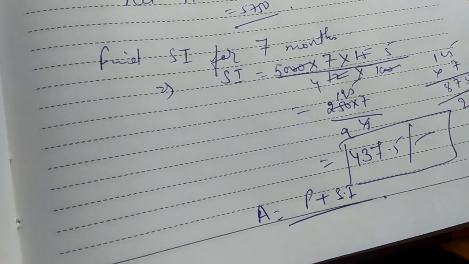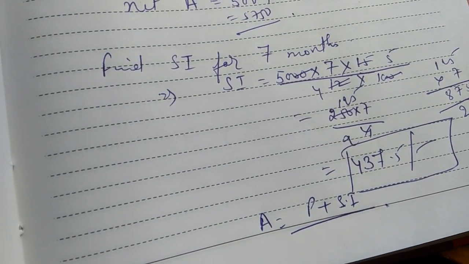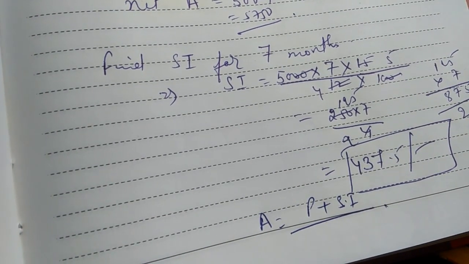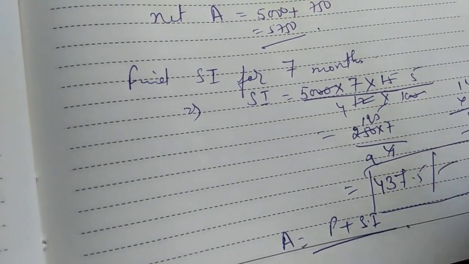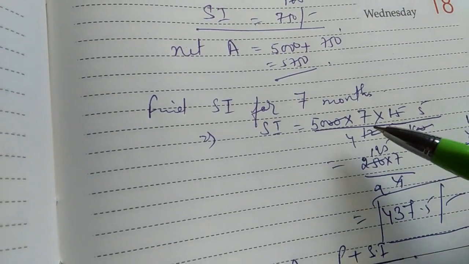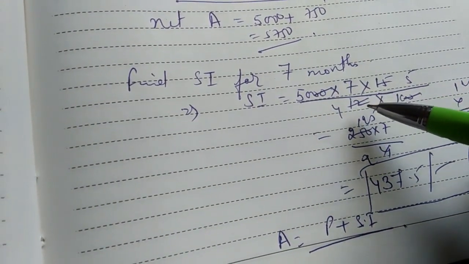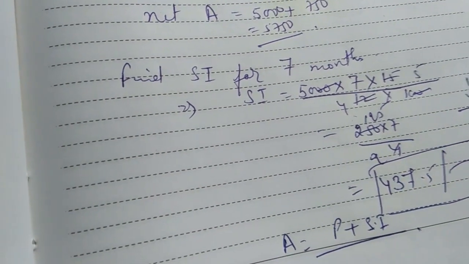Now just in case you have been given 2 years, if simple interest is asked, then simple interest is PNR, and in place of N it will become 2. That is simple enough.